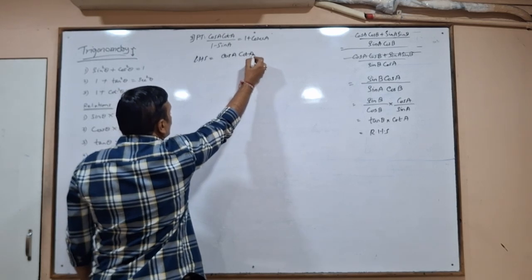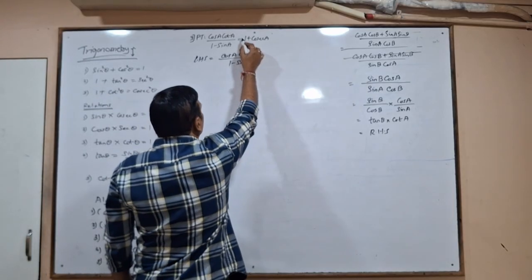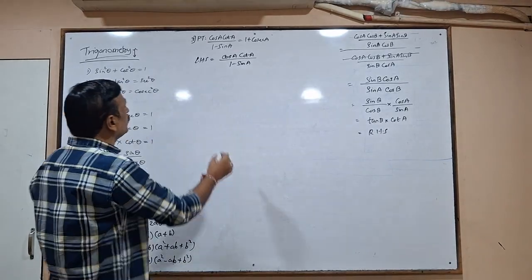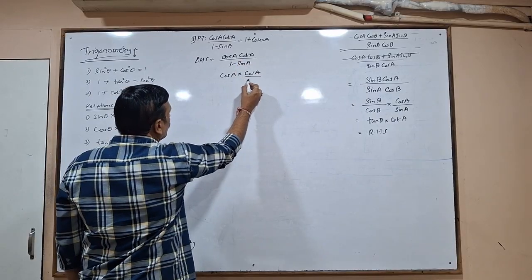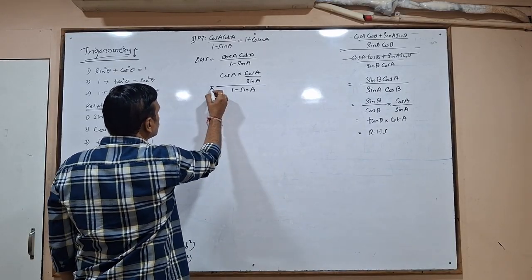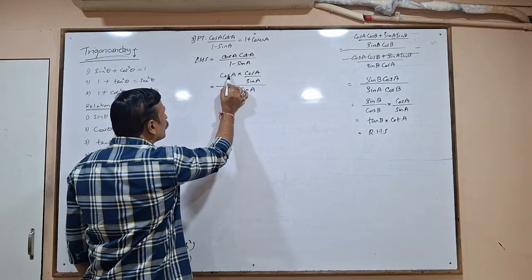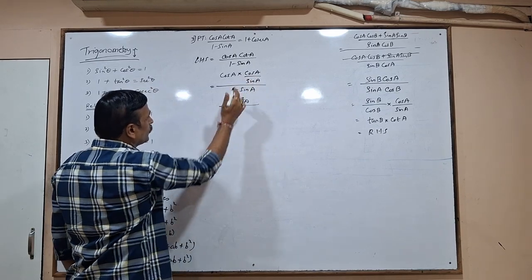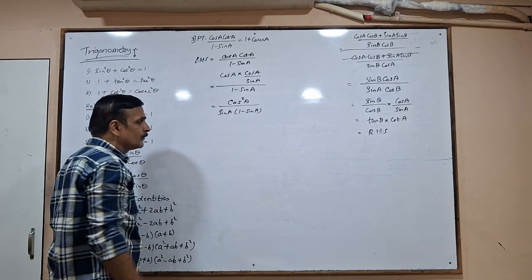So cos A, cot A upon 1 minus sin A. Here in the RHS there is no cos, there is no cot. So if I want to simplify it, I will convert cot A to cos upon sin, the whole upon 1 minus sin. Nothing is getting cancelled, no problem. Cos into cos is cos square A. This sin will multiply to the denominator, so sin A into 1 minus sin.